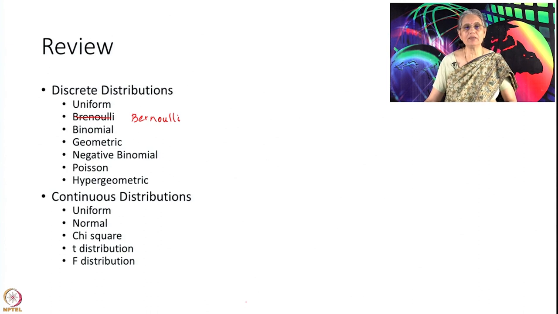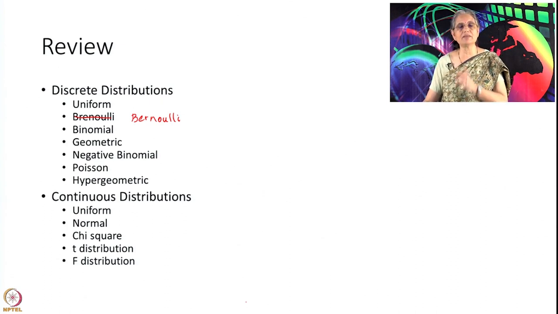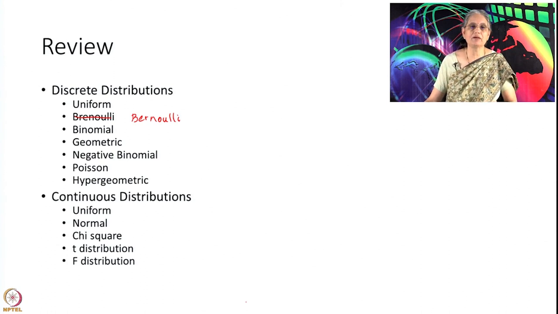Negative binomial is a generalization of geometric distribution in which you want to get a probability of conducting x successive trials to get exactly n number of successes. So, you have to conduct x independent Bernoulli trials until you get the nth successful trial.